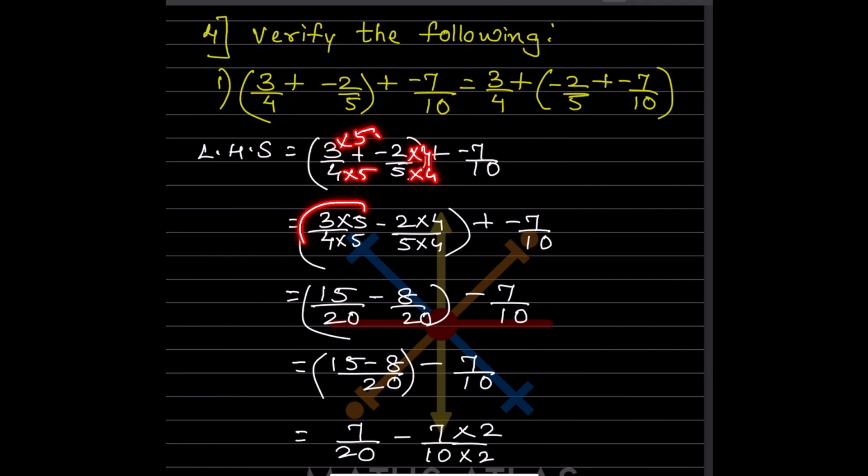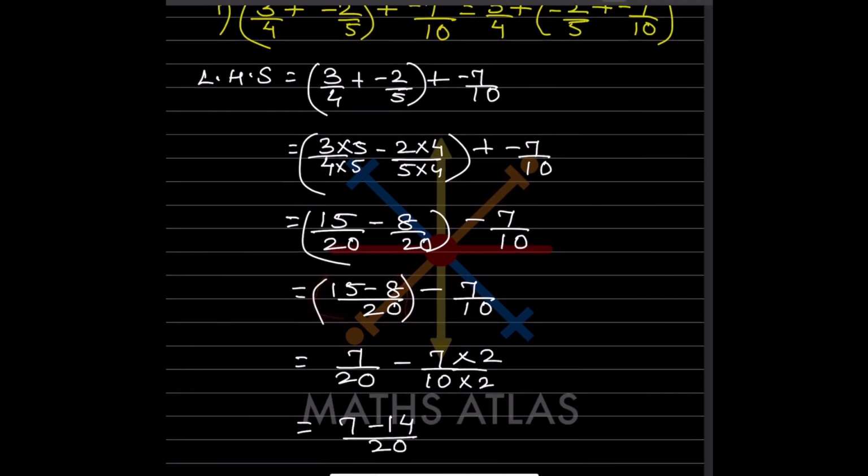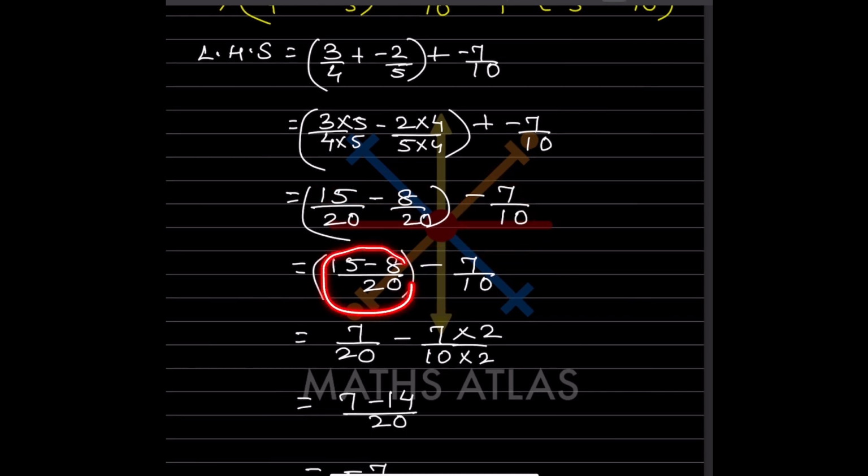So here same thing is written here. Plus minus will be minus. So here you are going to write 15 by 20 minus 8 by 20. And this will be plus minus is going to be minus here, 7 by 10. So now let us see the bracket first. So 15 minus 8 by 20 minus the 7 by 10 as it is. So here this will be 15 minus 8 is 7, 7 by 20, and this is 7 by 10.